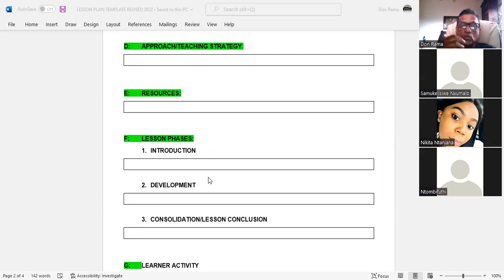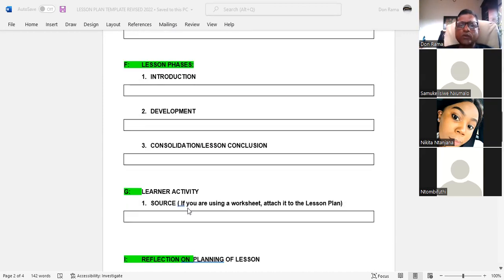And then in the conclusion or consolidation part of the lesson, you round up your lesson. And in this part of the lesson, we normally make sure that our learners have understood what we taught. And in this part of the lesson, we normally assess them orally, or we might give them a little quiz and things like that to make sure that they have understood our lesson.